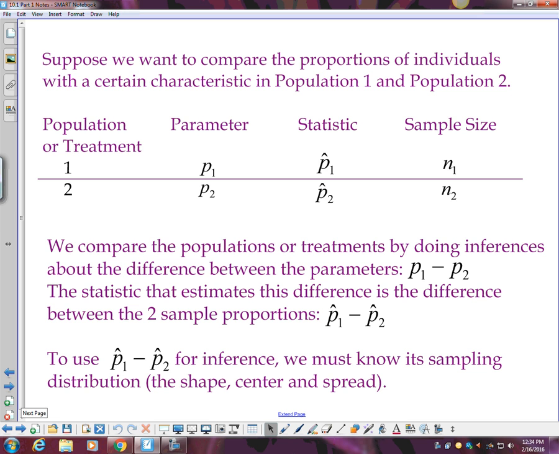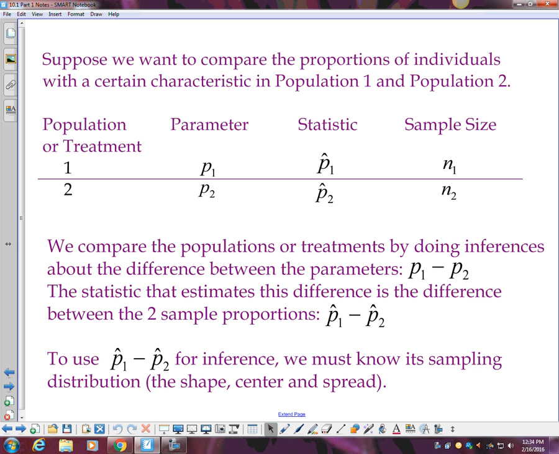Suppose we want to compare the proportions of individuals with a certain characteristic in population 1 and in a separate population 2. So population or treatments, we have two separate populations. So this is not a matched pairs or a one sample. This is two completely different samples.